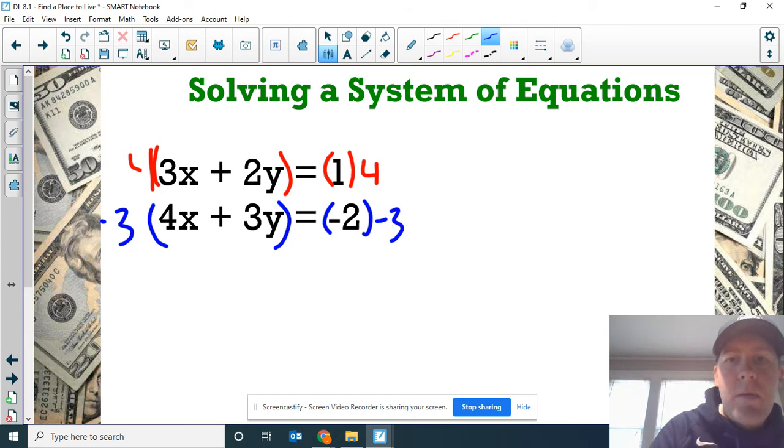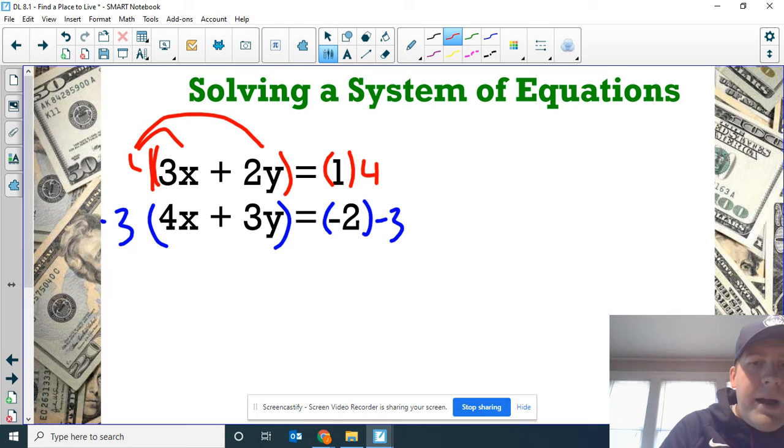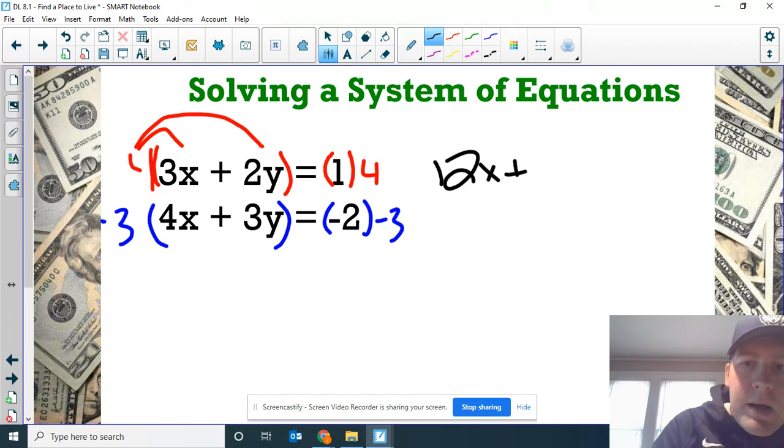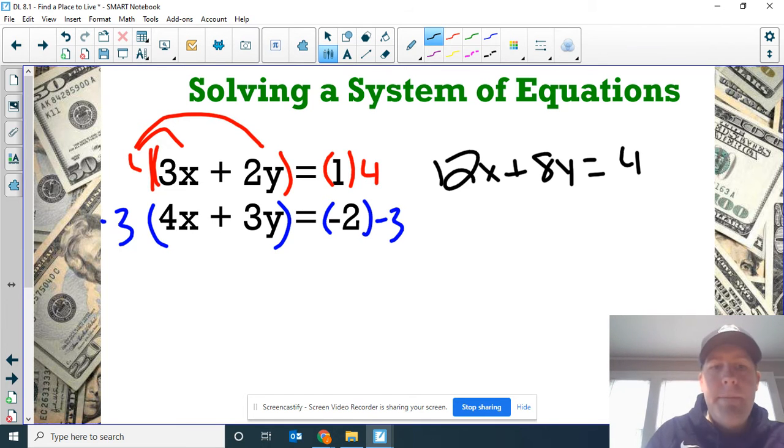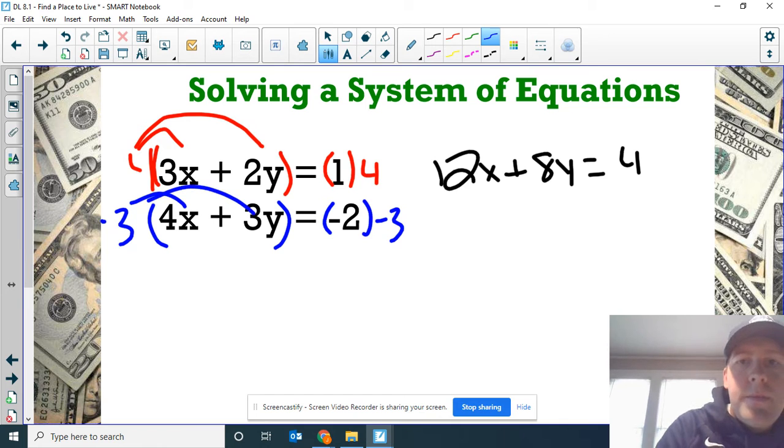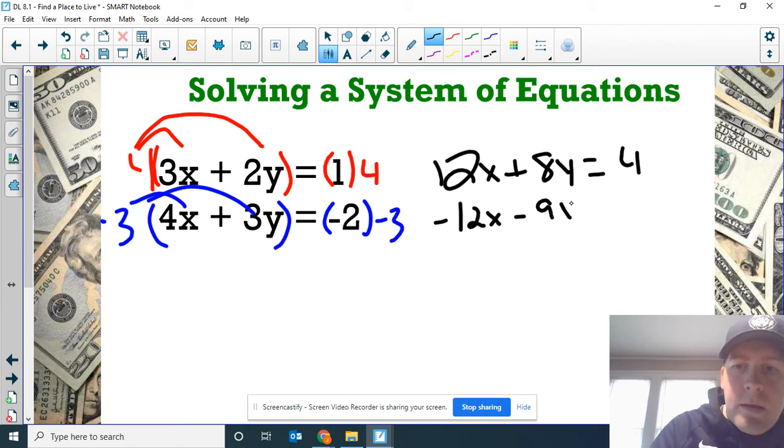Now we're going to multiply through. So I'm going to do 4 times 3x and 4 times 2y. So we're going to get 12x plus 8y. That's going to equal 4 times 1, which is 4. My bottom equation, we're going to distribute the -3. So I would get -12x minus 9y. That's going to equal positive 6.